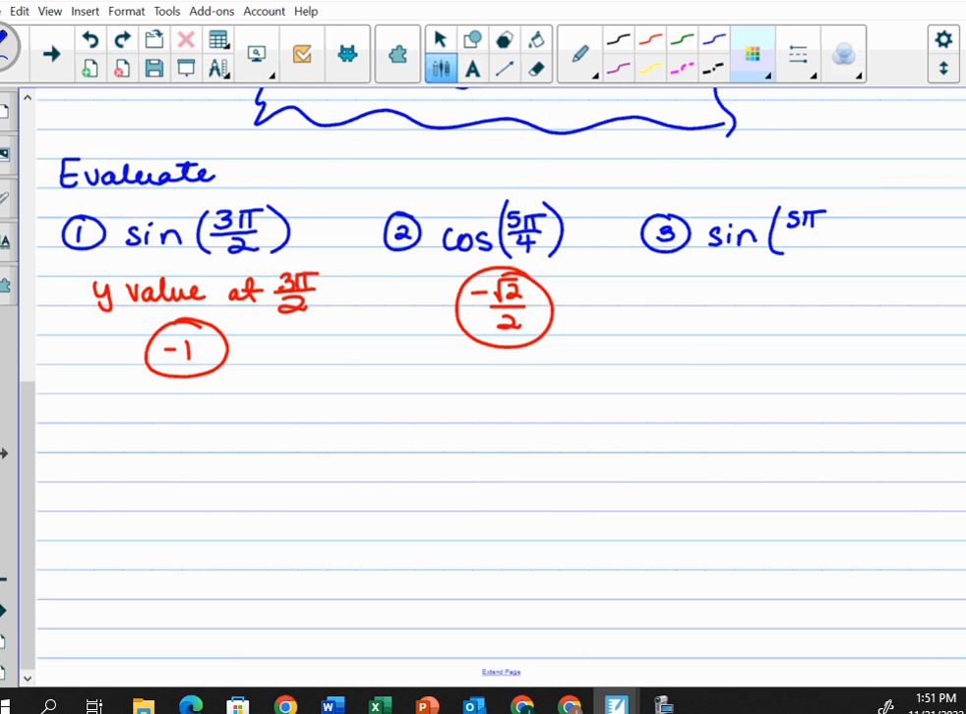All right, let's try another sine one. Let me give you a couple here. Sine of 5 pi over 6. And let's do cosine of 11 pi over 6. I'm going to try those two. Once you're done, check in with your neighbor. Do you guys agree?